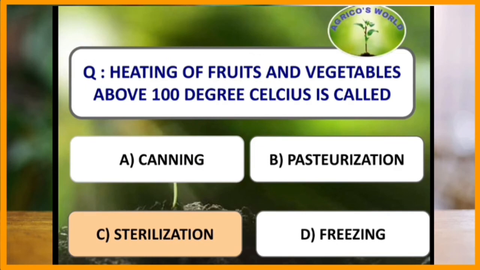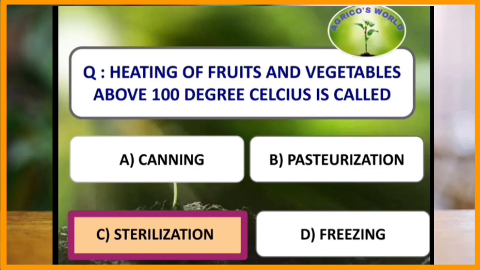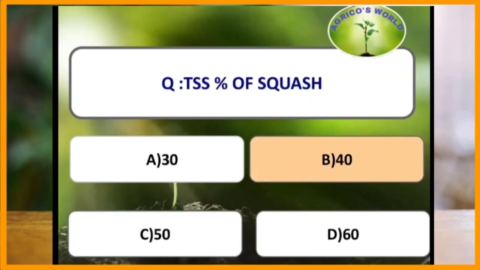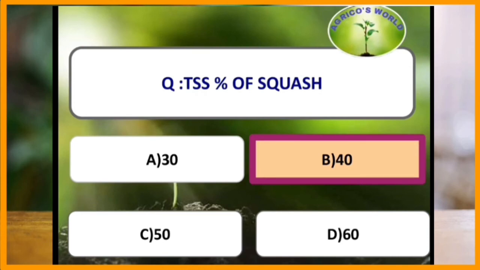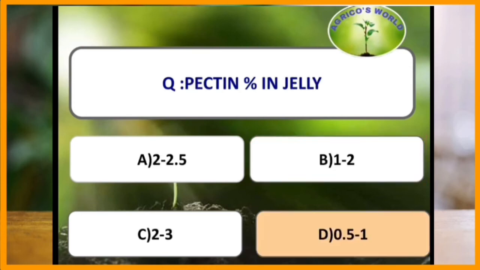Heating of fruits and vegetables above 100 degrees Celsius is called as? The heating of fruits and vegetables above 100 degrees Celsius is sterilization, and the sterilization process kills both harmful and beneficial microbes. Moving on to the next question. What is the TSS percent of squash? The TSS percent of squash is 40%.